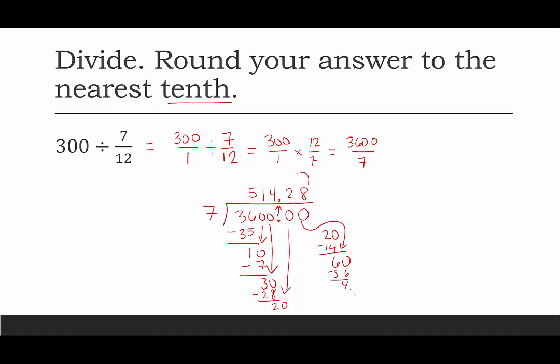the nearest tenth. The 8 in the hundredths place tells the 2 in the tenths place to bump up 1. So this just means that 28 hundredths is closer to 3 tenths than 2 tenths. It's like saying that 28 is closer to 30 than 20, which we can agree is true. So our final result here, our final quotient, will be 514.3 approximately. These have been examples of dividing with fractions.